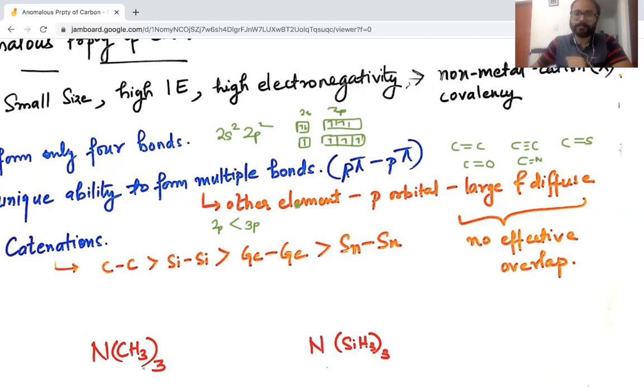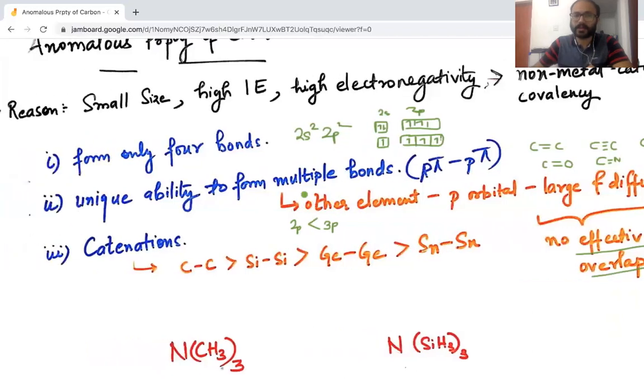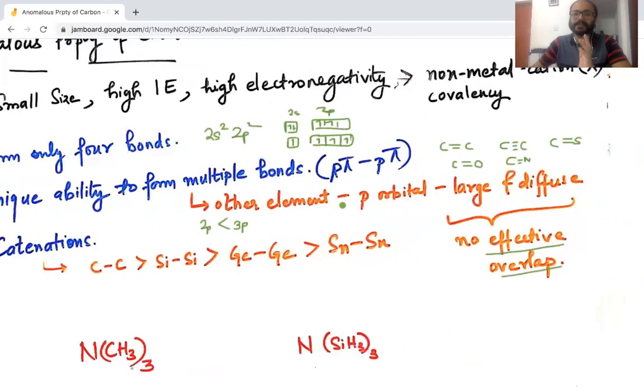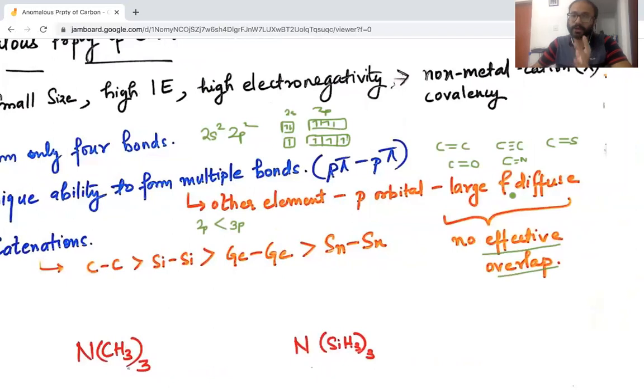And that is why the elements after this, with 3p, 4p, 5p, don't show a very effective overlap. They don't show any effective overlap, because of the large and diffused nature of the p orbitals present on them. And that is why this effective p pi p pi multiple bonding is only possible in carbon, because 2p orbitals are at the right energy level to form such multiple bonds. And that is true only in the case of carbon.